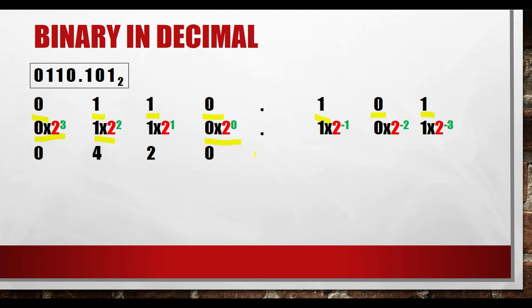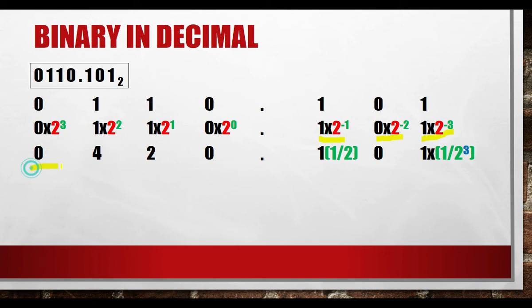Now let's work on the fractional part. Let's start with the first bit. So this becomes 1 times 1 over 2. Then on the second bit, this becomes 0. And then for the last bit, this becomes 1 times 1 over 2 raised to 3.